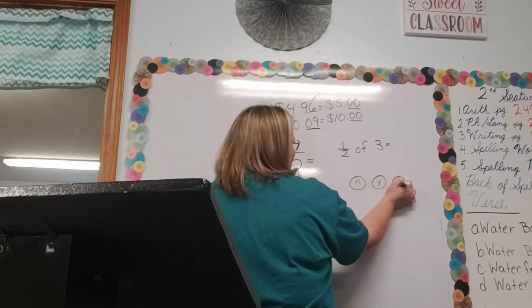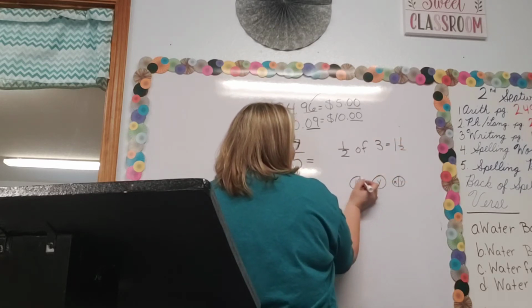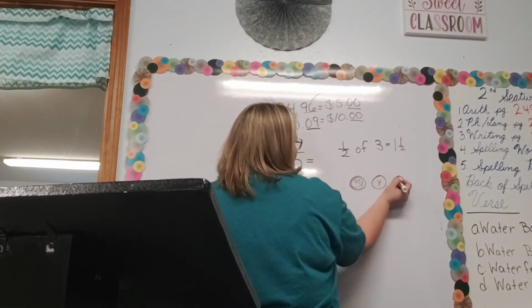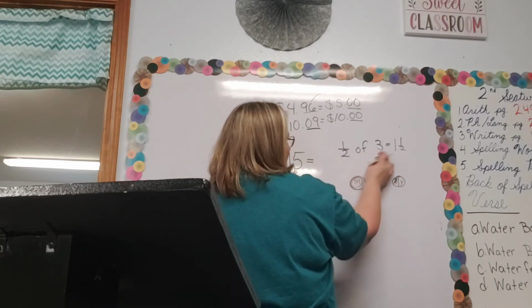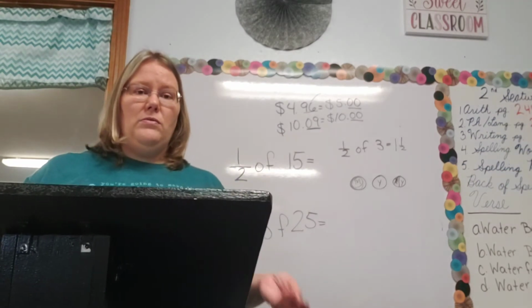We have 1 left. Well, we're going to split it. This will be mine, this will be yours. So you'll get 1 1/2. So I have this whole cookie, and then I get half of this. So half of 3 would be 1 1/2. So it has the mixed numbers like we've been doing with dividing.